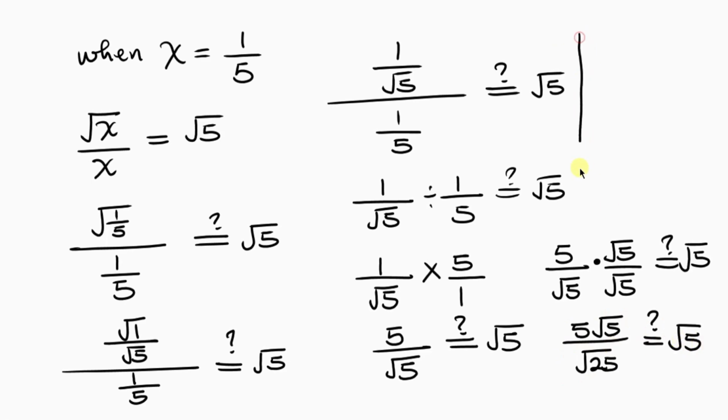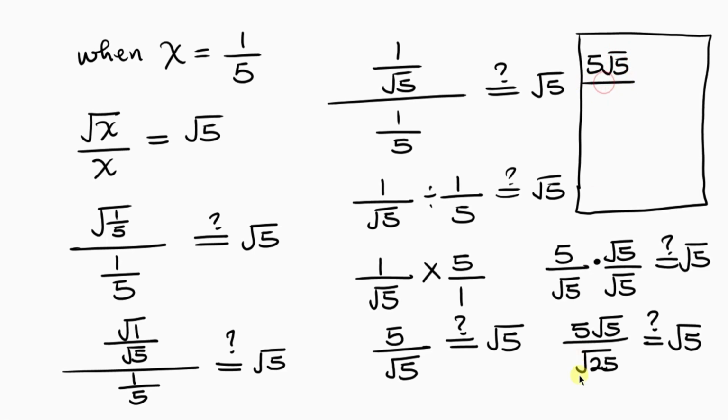Now, I'm going to be managing this small space here since I've already got my answer. Now, the numerator, we have 5 root 5 all over the denominator. The square root of 5, the square root of 25 is 5. Will this be equal to the square root of 5? Now notice, 5 can cancel out 5, leaving behind the square root of 5 on the left-hand side, which is the same as the square root of 5 on the right-hand side. So the only valid solution that we've got for x is that x is equal to 1 all over 5.